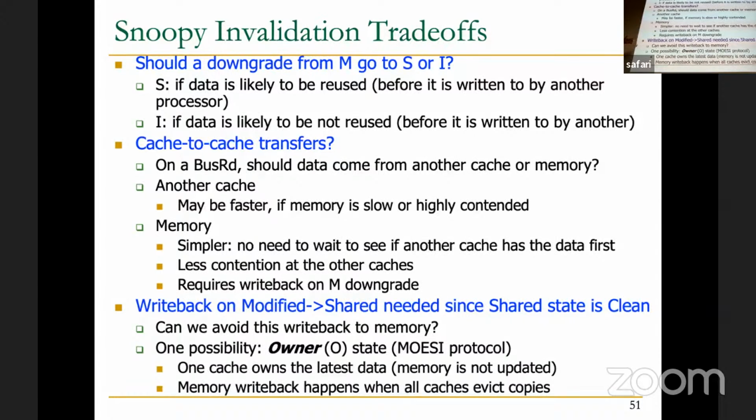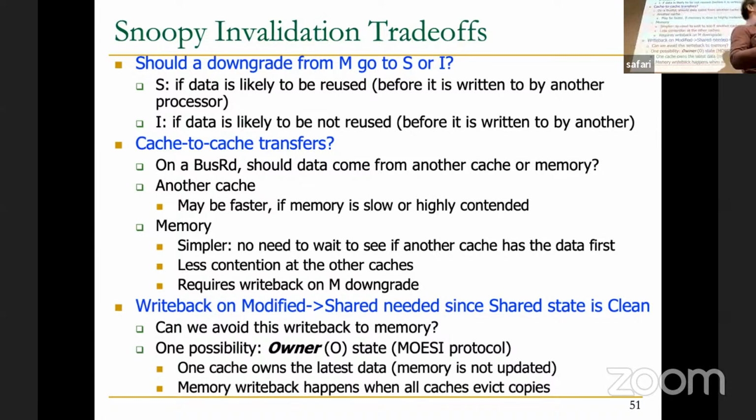Basically, the problem is you may have a lot of write-backs to memory if a lot of processors are going from modified to shared, right? And the issue is really you don't have a state that says modified and shared at the same time. So the owner state fixes that problem, basically. It says one cache owns the latest data, and memory is not updated. And memory write-back happens when all caches evict their copies. And that owner is responsible for actually updating the memory in the end. So modified to shared doesn't exist because who's responsible for updating the memory? Now you need some coordination, right?